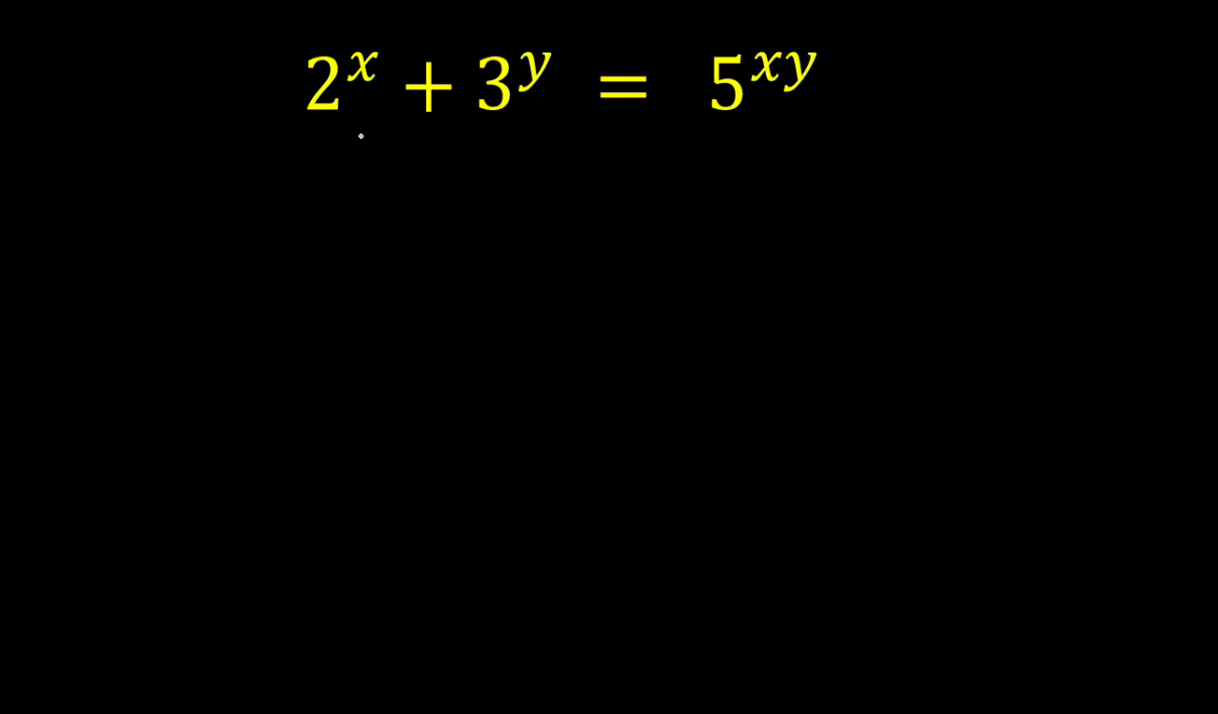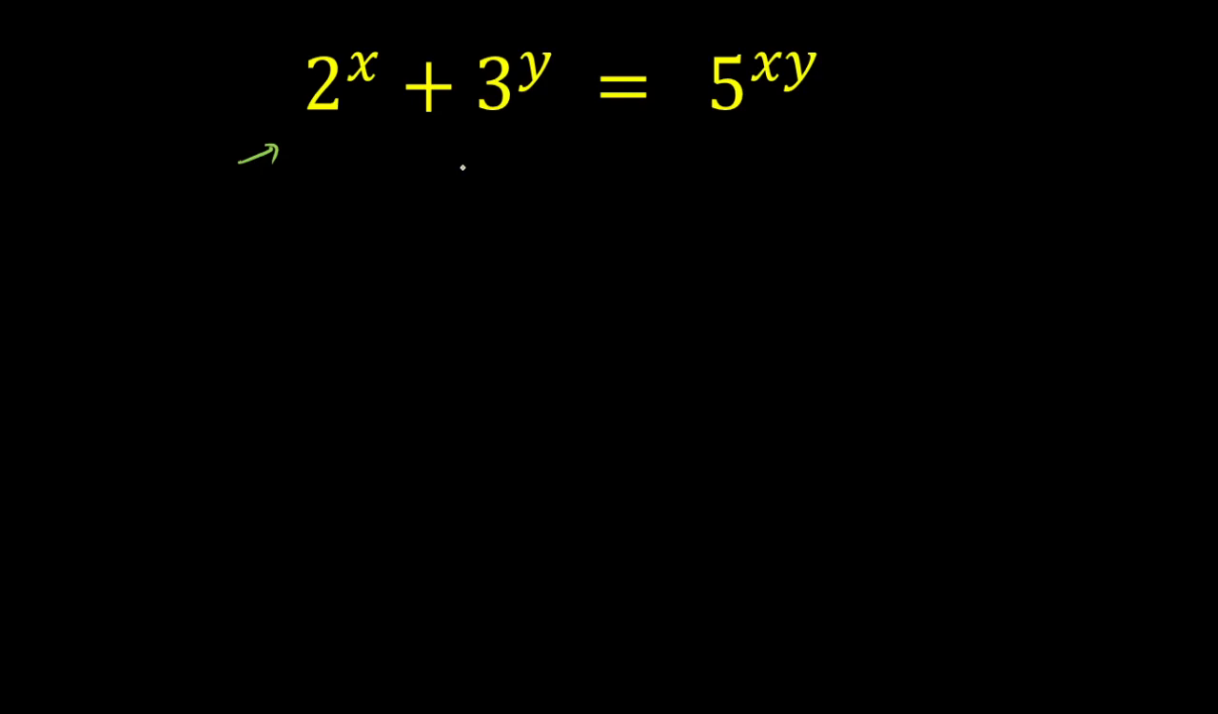So the problem is 2 raised to power x plus 3 raised to power y is equal to 5 raised to power xy. When I look at this equation, the first thing I can see is I can approach it analytically. The analytical approach would be to take the log of any term on the left hand side, but then I will not get the solutions. So the best I can do here is go by hit and trial. But with hit and trial, the problem is maybe there are infinite solutions.